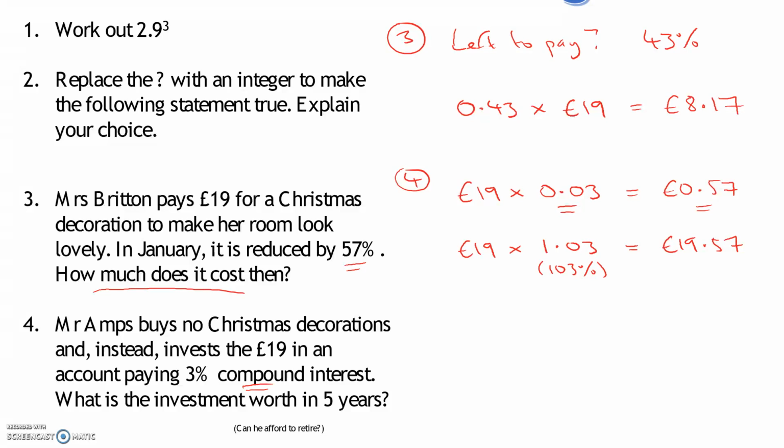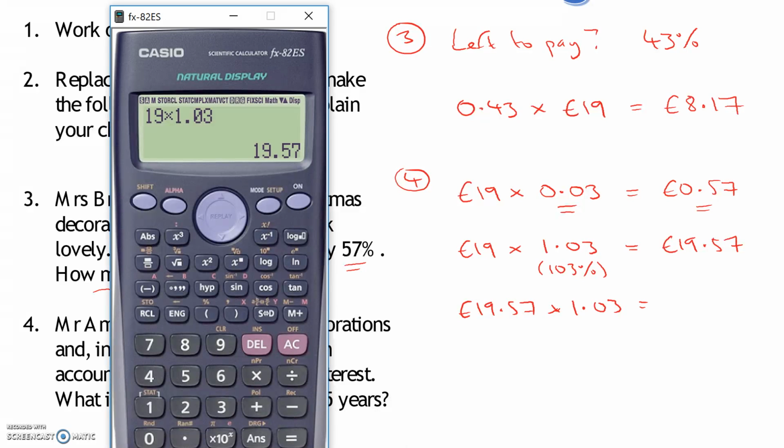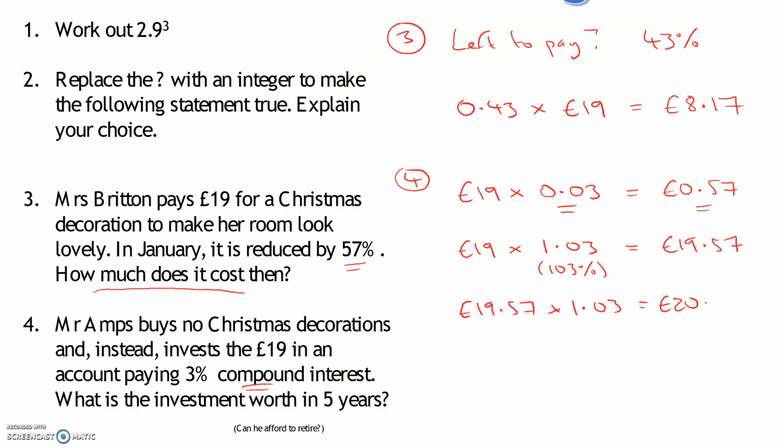Well, next I do my £19.57 multiplied by 1.03 again. That will keep all of that original amount plus add on 3%. So I've got my £19.57. I can multiply by 1.03 again. This time I get £20.1571. We won't round yet. So I've got to do this for 5 years.